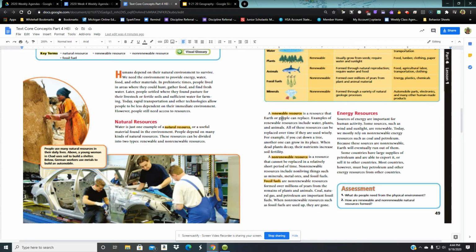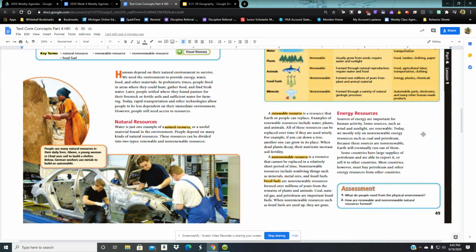So below the chart, a renewable resource is a resource that Earth or people can replace. Examples of renewable resources include water, plants, and animals. All of these resources can be replaced over time if they are used wisely. For example, if you cut down a tree, another one can grow in its place. When dead plants decay, their nutrients become soil and make it fertile.